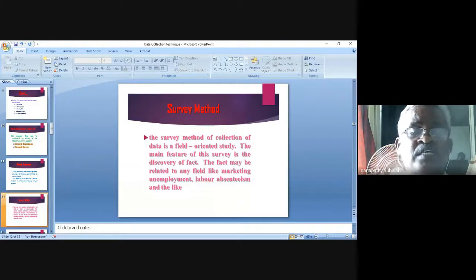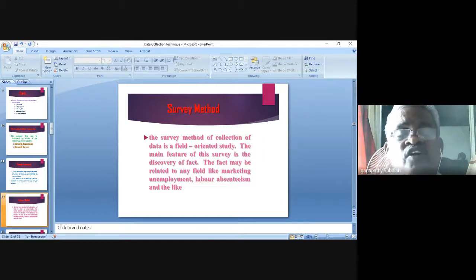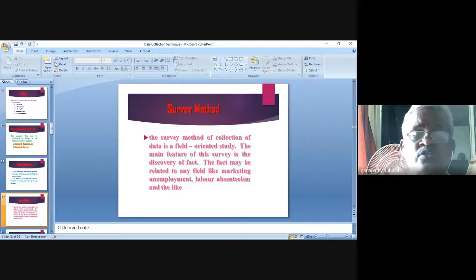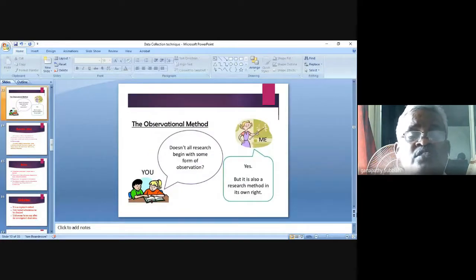Then survey methods. The survey method of collection of data is a field study or field-oriented study. The main feature of the survey is discovery of fact, that is, discovery of data. The fact may be related to any field like marketing, unemployment, labor conditions, and the like. So this is a social science based research.